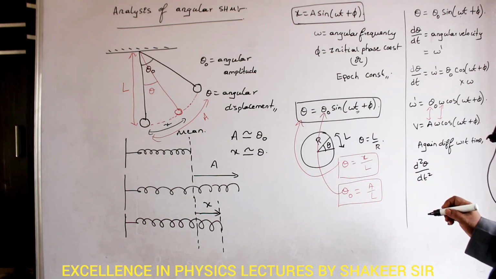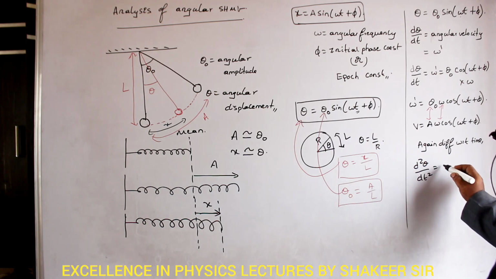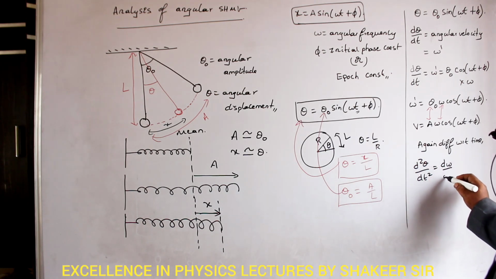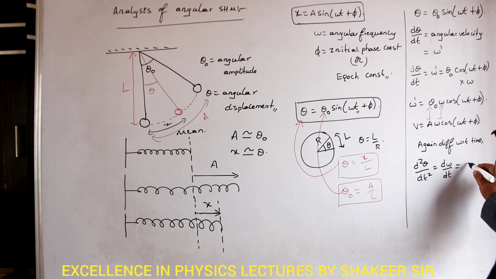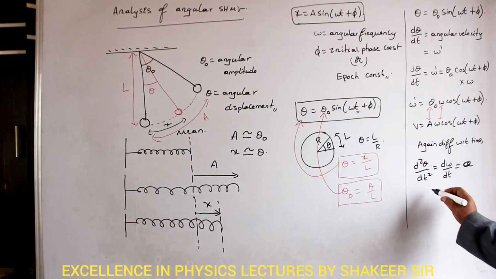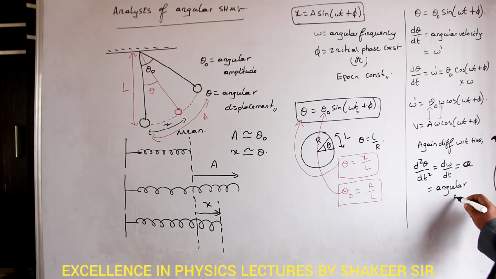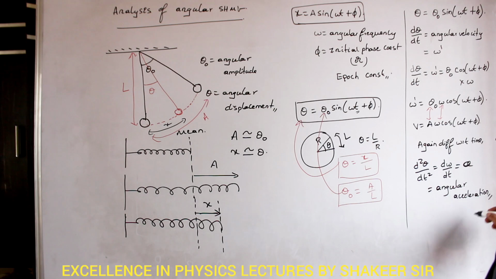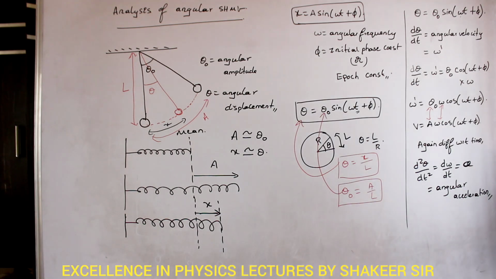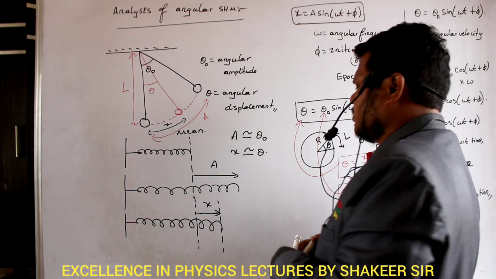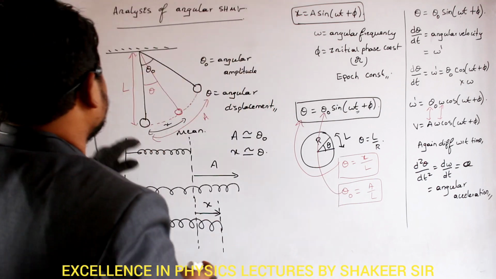And what is meant by d square theta divided by dt square, or I can also write it as d omega by dt. So d omega by dt is what? It is alpha. What is this alpha called? This is called the angular acceleration of the particle. Clear? Angular acceleration of the particle is called alpha.